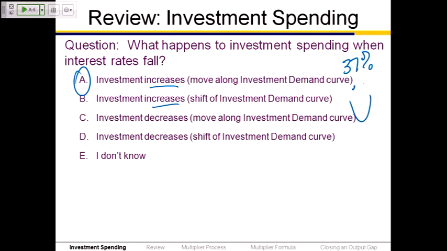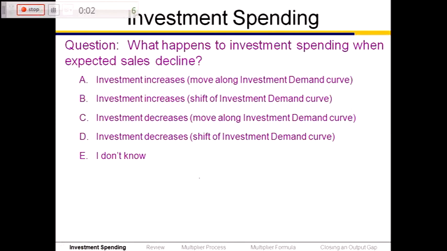37% get a big happy face, although the overall is not quite so happy a face. 46% more got the investment increases, but you thought it was a shift instead of a movement along. So remember the rule. If whatever we're talking about is measured on one of the two axes and it changes, we move along whatever the curve is. If I'm talking about a movement of investment in response to interest rates, that's what we're showing with that downward sloping line. Let's try the next one.